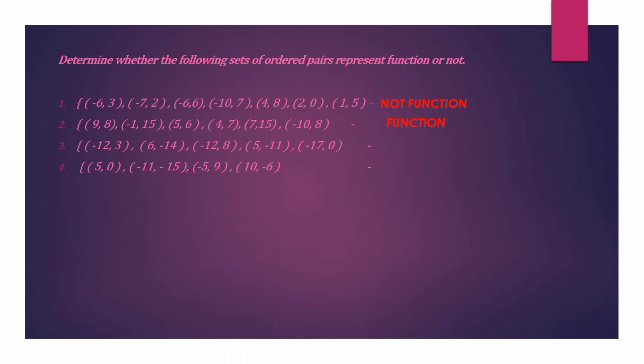What about number 3? Never mind the y values. Simply look at the x values. Negative 12, 6, negative 12, 5, negative 17. May nag-repeat ba na number? Yes, there is. The negative 12. So, kung may nag-repeat na number, is it a function or not? Yes, it is not a function. Number 4. 5, 0, 5, negative 11, negative 5, and 10. May nag-repeat o wala? Wala. Therefore, it is a function. Very good. Next question.